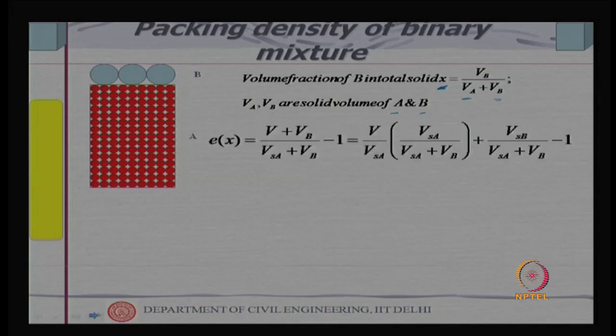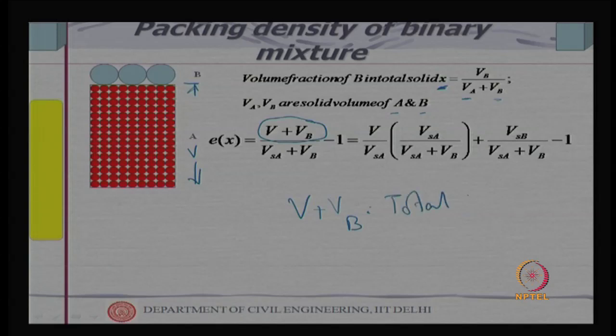Then Ex, that is the void, as a function of this can be written as V plus V_B. Now, what is this V plus V_B? V was the original volume. So, this is V, and this volume is V plus the V_B, that is the increase in total volume.